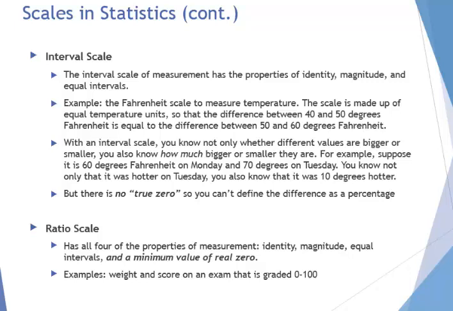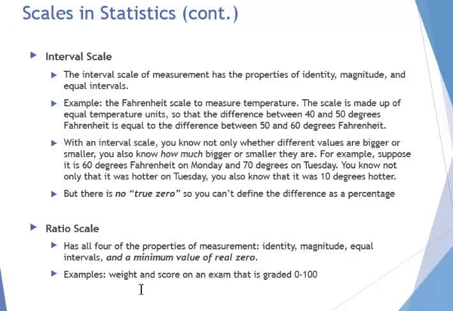To really find out what the percentages are, you have to have a ratio scale. This has all four properties: identity, like the nominal scale; magnitude, like the ordinal scale; equal intervals, like the interval scale; and it also has a minimum value of real zero. Weight: a person weighs 200 pounds, another person weighs 100 pounds. The person that weighs 200 pounds weighs twice as much. A person weighs 150 pounds, another person weighs 160. The person that weighs 160 weighs 1/15th more. You can tell not only how much more, you can tell as a percentage.